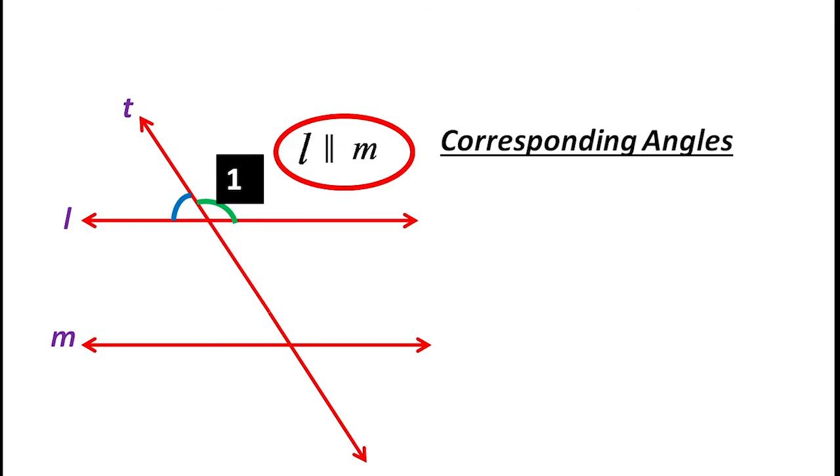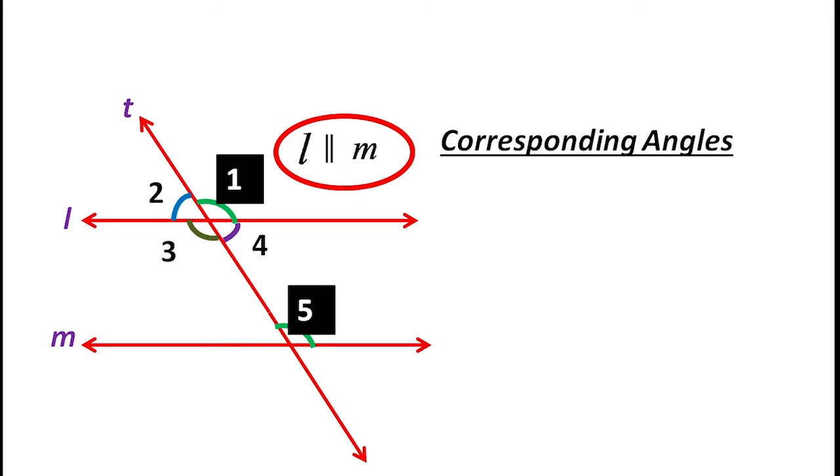Angle 1 equal to angle 5. I have highlighted those two angles. Angle 1 equal to angle 5. That means suppose here angle 1 equal to 120 degrees, then angle 5 is also 120 degrees.